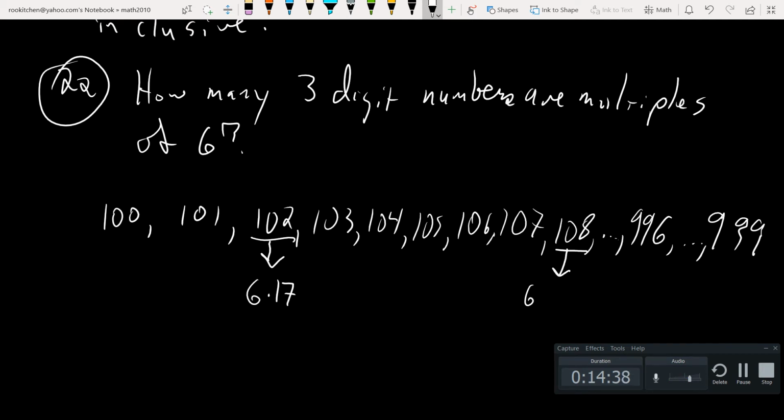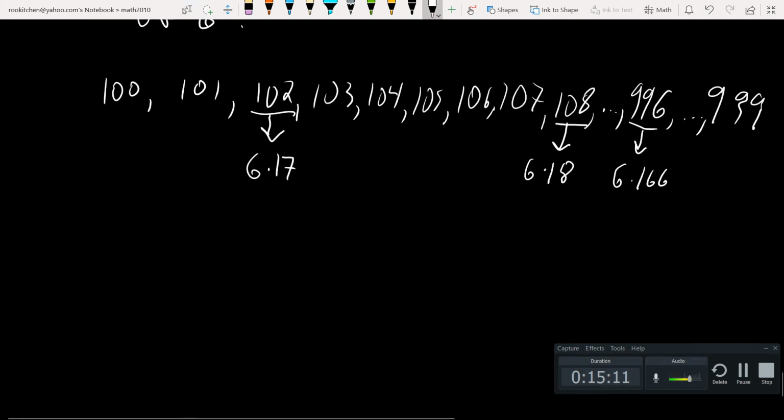6 times 18. And then at the end, the biggest number that's less than 999. So I kind of take 999, divide it by 6, take 998, divide it by 6 backwards. Or you could divide 999 by 6 and then take the floor of that number, and that's going to be the biggest one. But anyways, you could find it: 996 is really 6 times 166.